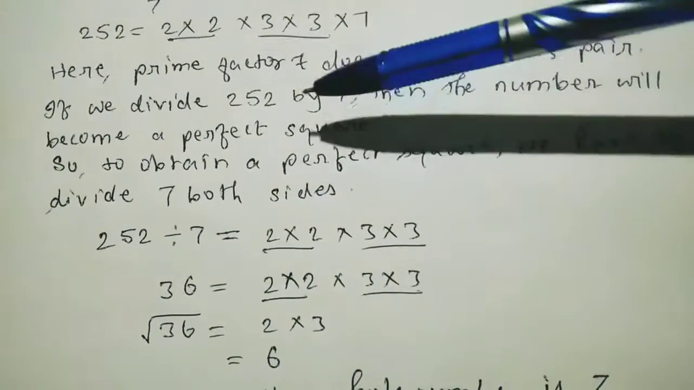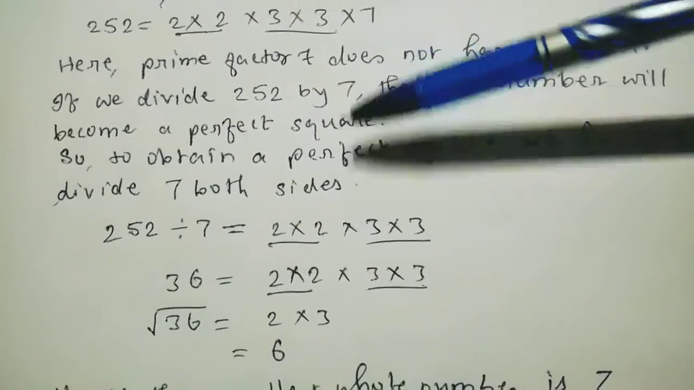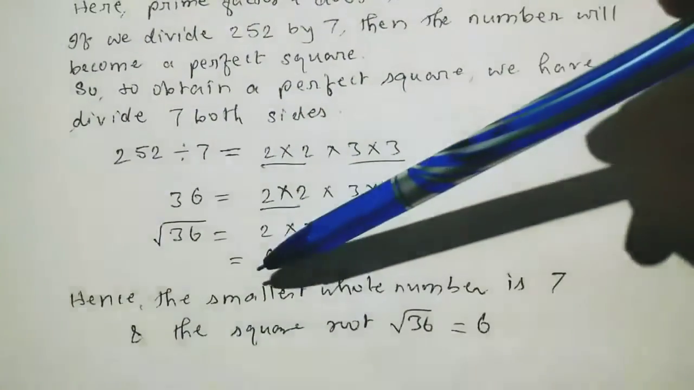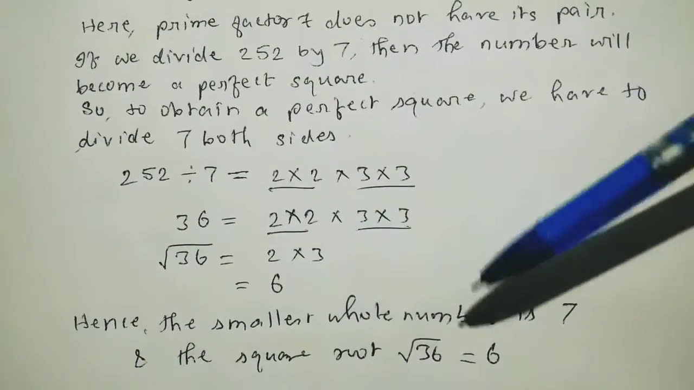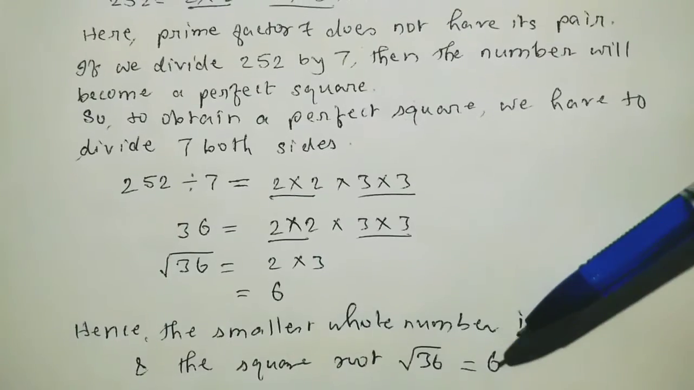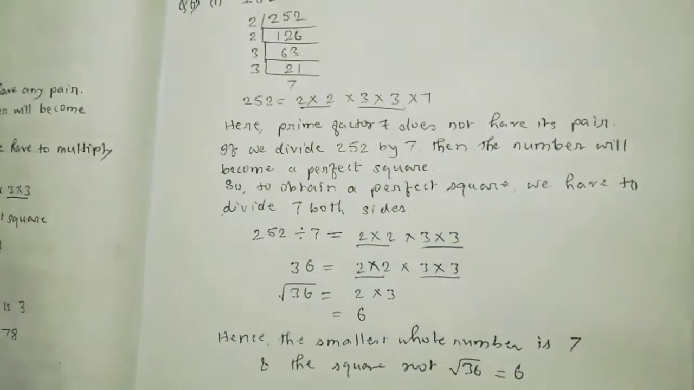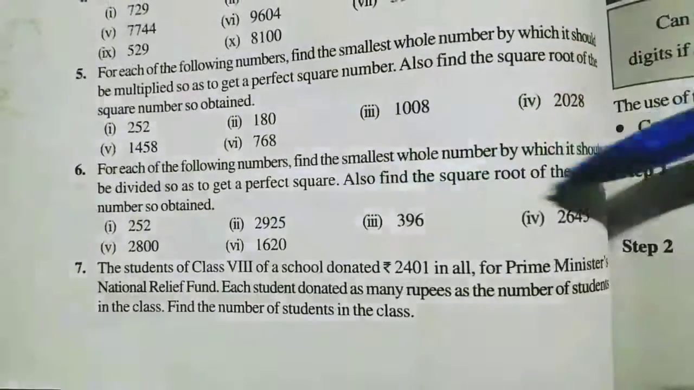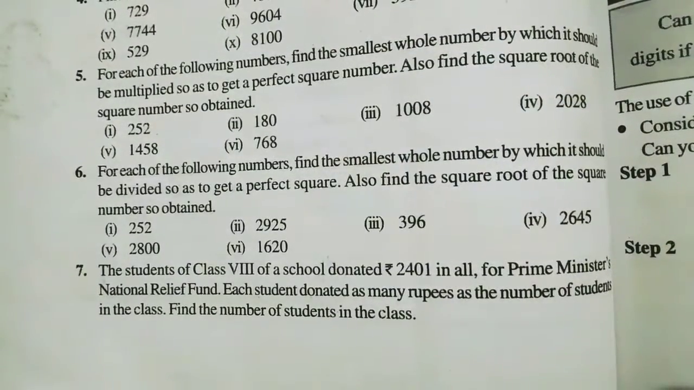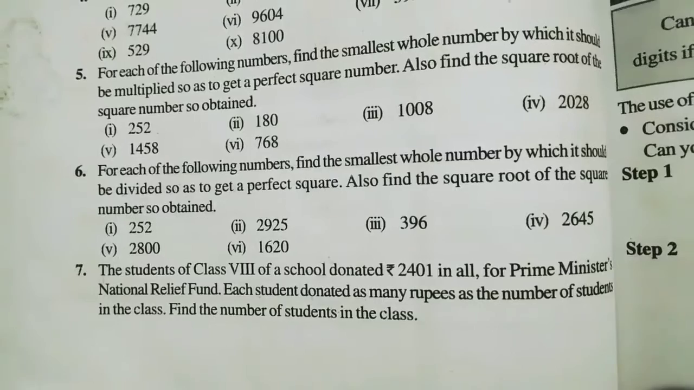Understood? So what smallest number did we get? We got 7. And the square root we got is 6. So here you will write like this: hence the smallest whole number is 7 and the square root of 36 is 6. I hope you have understood how to do this question of division to make a perfect square. In the same way you have to do the rest of the questions. All the questions are the same, so whatever I have shown you just now, all the same language you have to write.